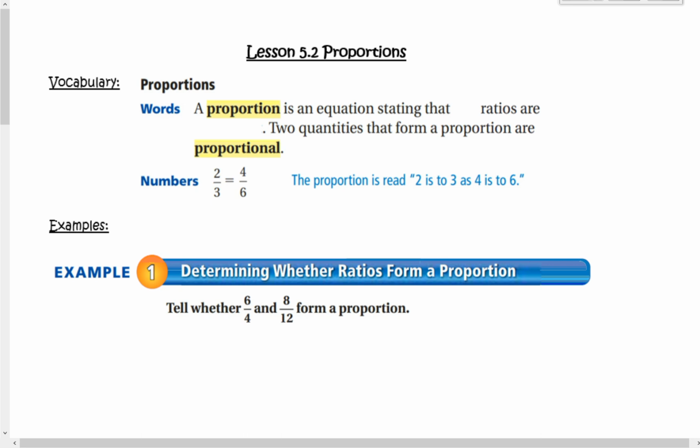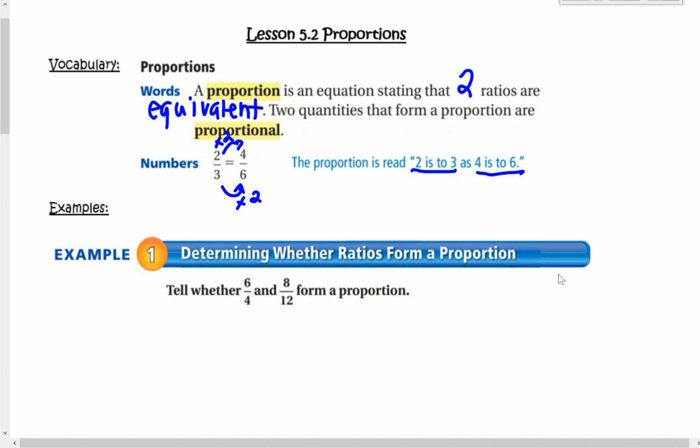So a proportion is an equation stating that two ratios are equivalent, meaning that they're equal. Two quantities that form a proportion are called proportional. An example here is 2/3 is proportional to 4/6 because 2 times 2 is 4 and 3 times 2 is 6. The way that we read this proportion is 2 is to 3 as 4 is to 6. So this would represent 2/3 and this would represent 4/6.